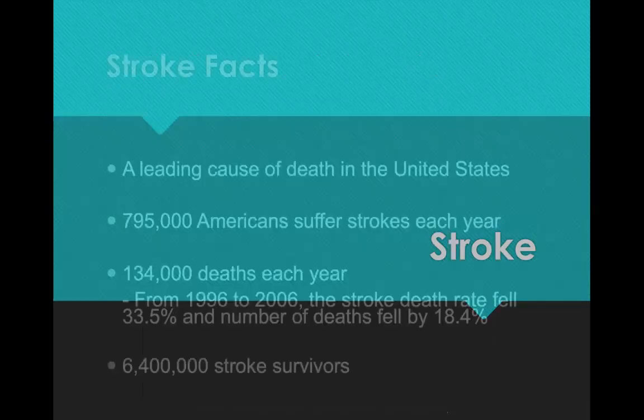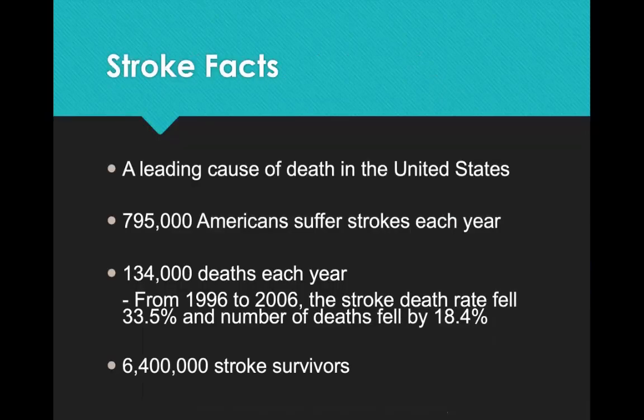All right, so we're going to move into stroke now and talk briefly about what we do when we're seeing signs and symptoms of stroke, and what the signs and symptoms of stroke are. So first, let's just take a look at some of the facts that we have about strokes. It is one of the leading causes of death in the United States. It affects almost 800,000 Americans each year, and about 134,000 deaths each year are caused from it.